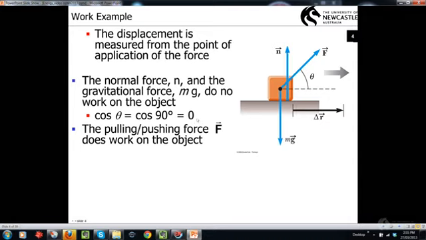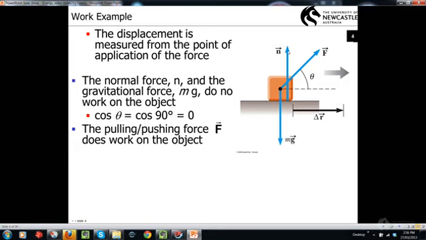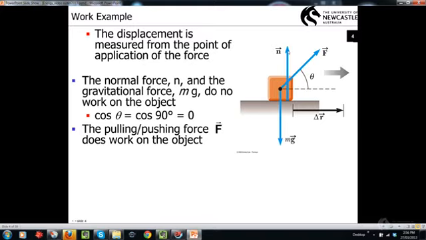So if that is 90 degrees, then the work done by the normal force is equal to the value of the normal force times the displacement times the cosine of 90 degrees, which is 0. So 0 work is done by the normal force in this example. You'll also notice that 0 work will be done by the gravitational force. So the only work done in this example is that done by the pushing or pulling force, labelled F.